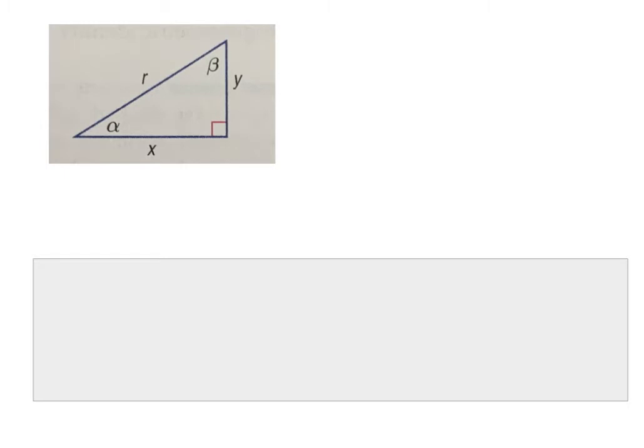All right, so the first thing we're going to look at is something called cofunction identities. So if you recall in right-angle trigonometry, what we found was that if I were to take the sine of this angle alpha here, so if I were to say the sine of alpha, that is going to be the same thing as the cosine then of your beta.